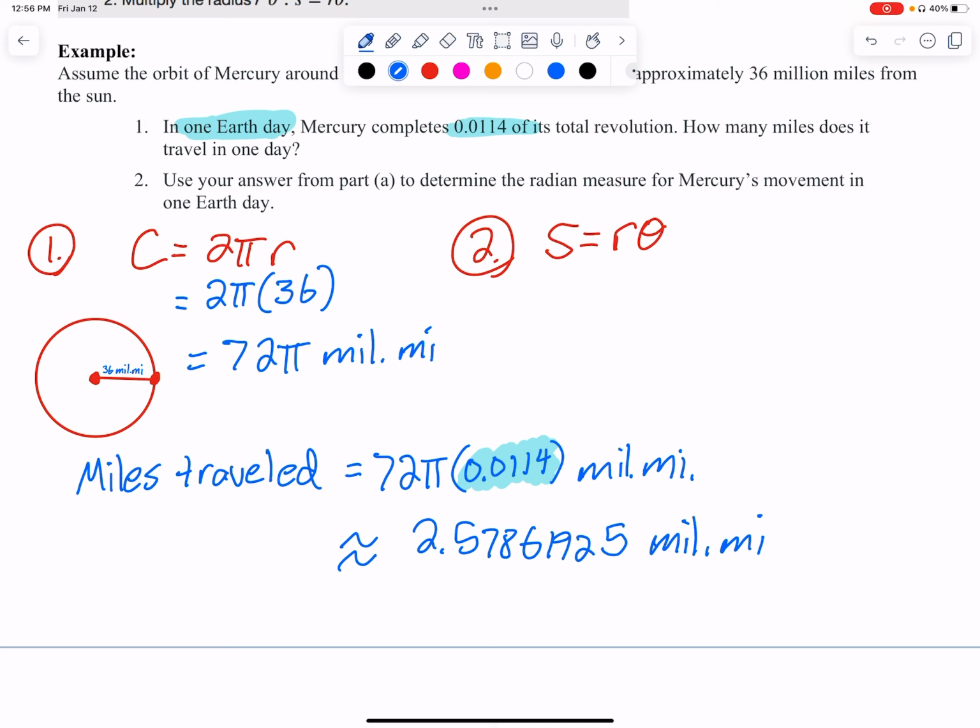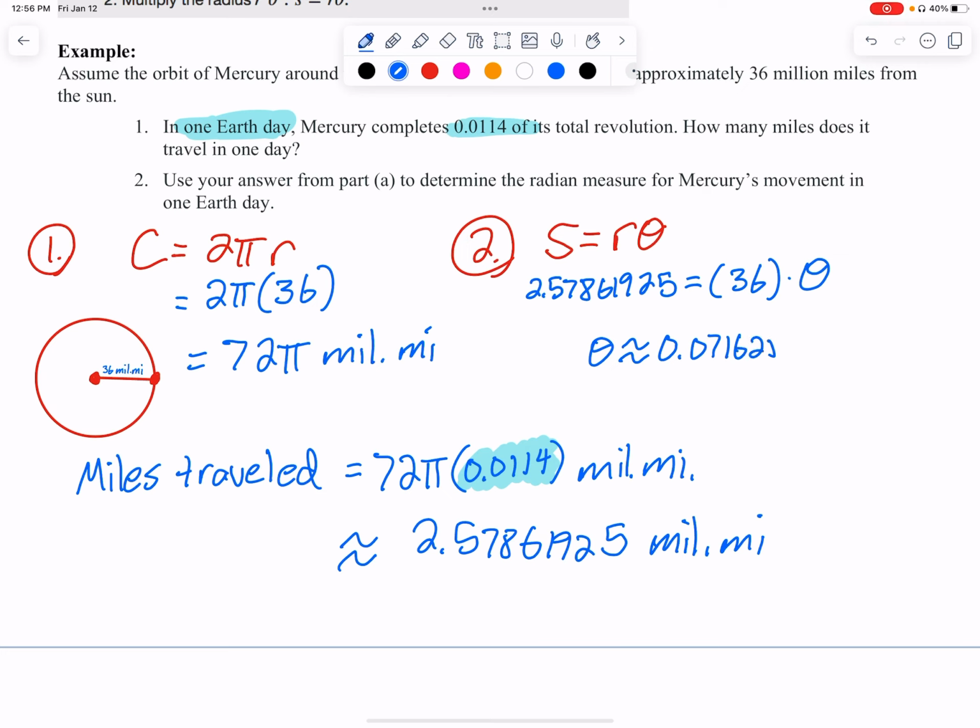Okay, that's number one. Number two says, use your answer from part A to determine the radian measure. So we're using S equals R theta, and I have the S. The S is how far it went, so that's 2.57861925 equals, and I know the radius. The radius is 36, and then theta is going to be in radians. So all I have to do is take both sides and divide by 36. If I do that, I get roughly 0.0716281 radians. Remember, we don't have to put rad if we don't want to. I just like to do it in this first lesson, because we do mix up the degrees and the radians. We've got to get used to having that notation.